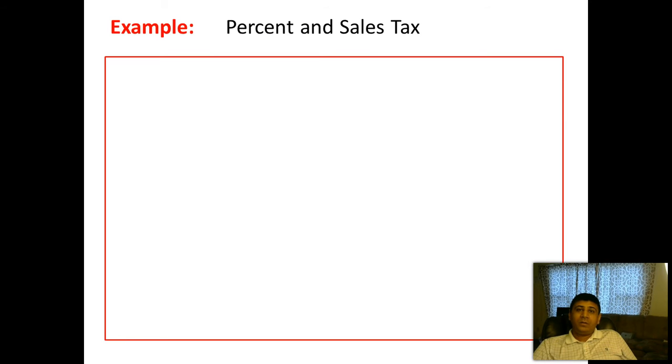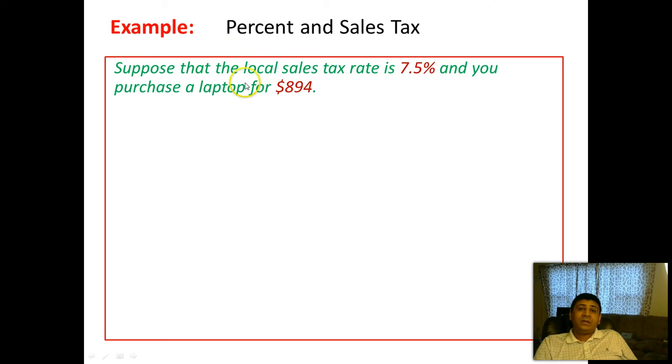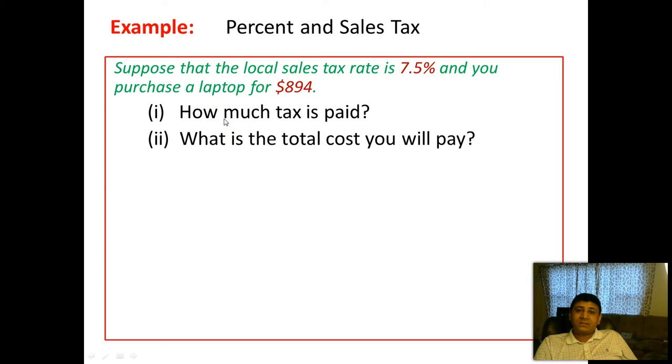Let's look at an example on percent and sales tax. We will see how it is practically done. Suppose that the local tax rate is 7.5%, and you purchase a laptop for $894. Here are the questions. How much tax are you going to pay? And second, what is the total cost you will pay? This laptop is $894. You will not only pay this, you will also pay 7.5% of this as well. That will be the tax.